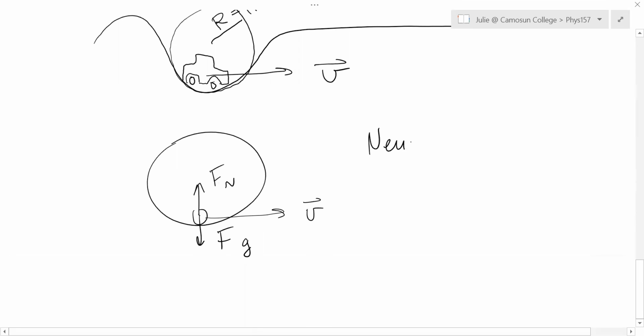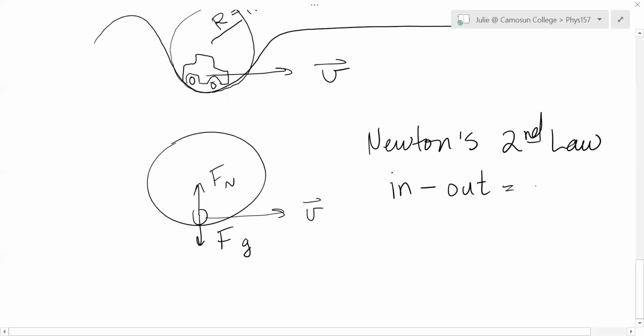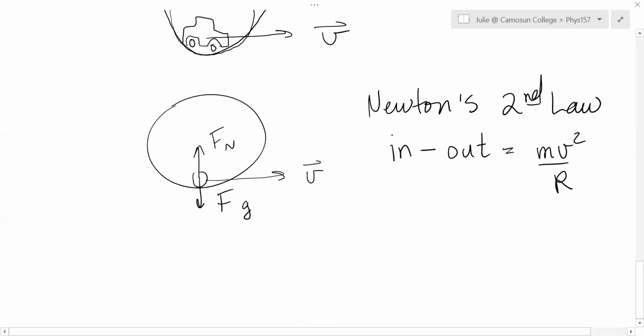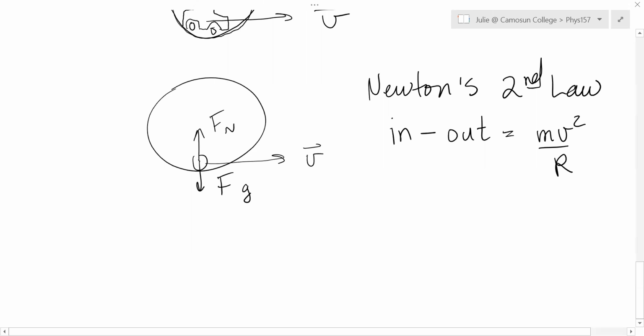Newton's second law for circular motion always says forces in towards the center minus forces out away from the center of the circle equal mv squared over r. You don't have to worry about plus, minus, left, right, up, down. It's in minus out. So in is the normal, out is the force of gravity, and that would be mv squared over r. We're trying to find this. v is the unknown.